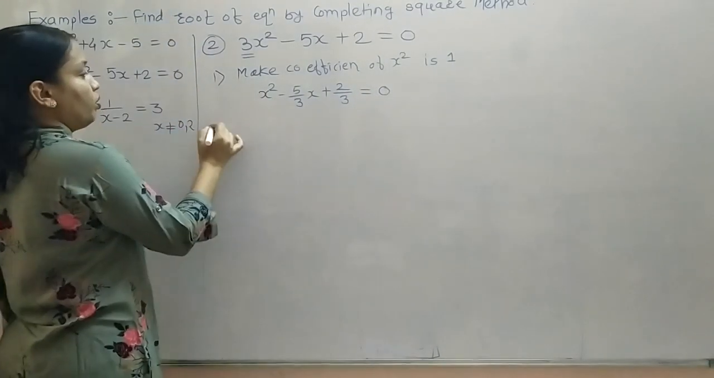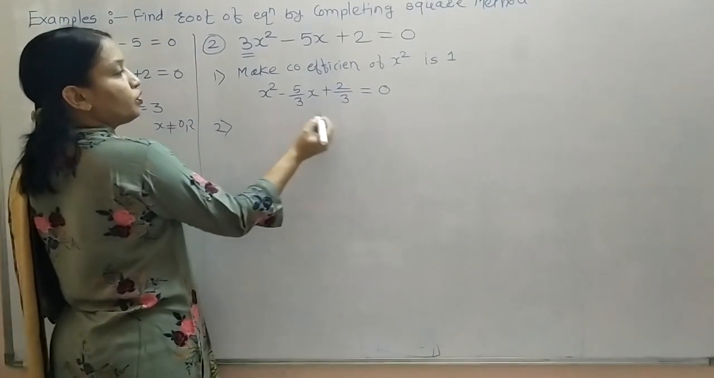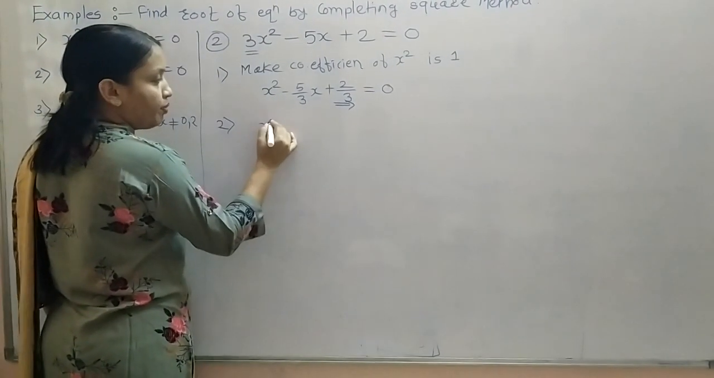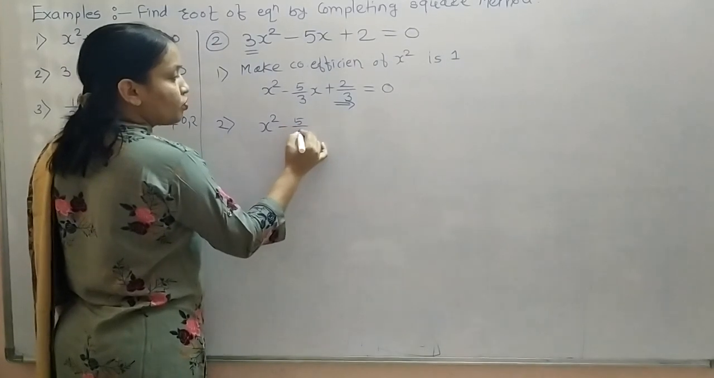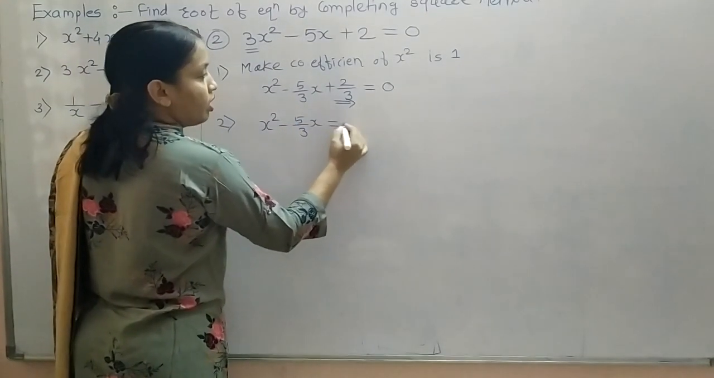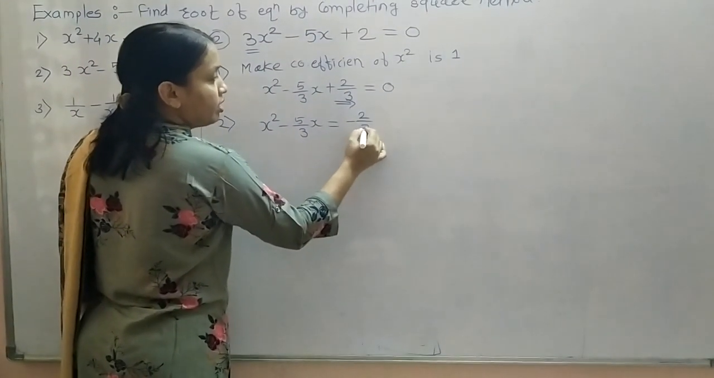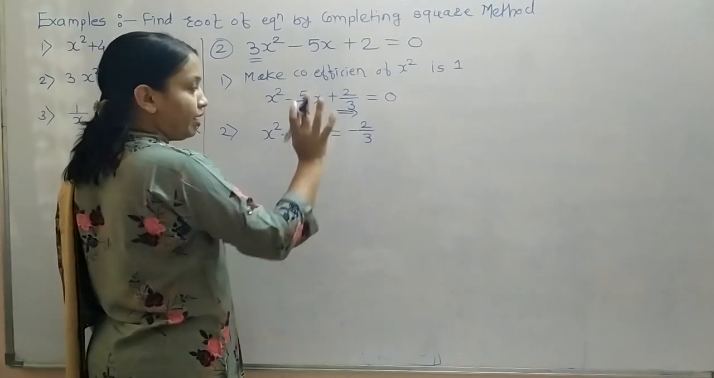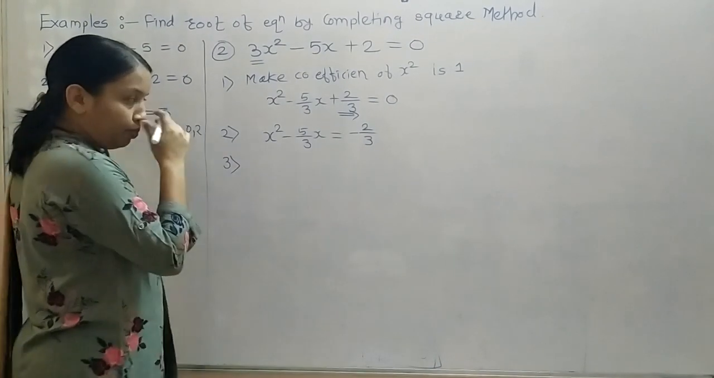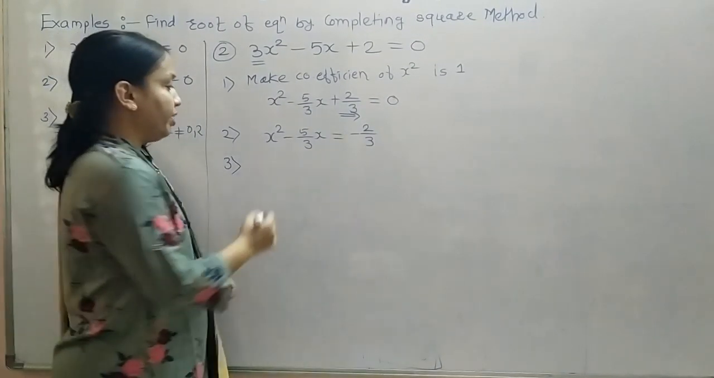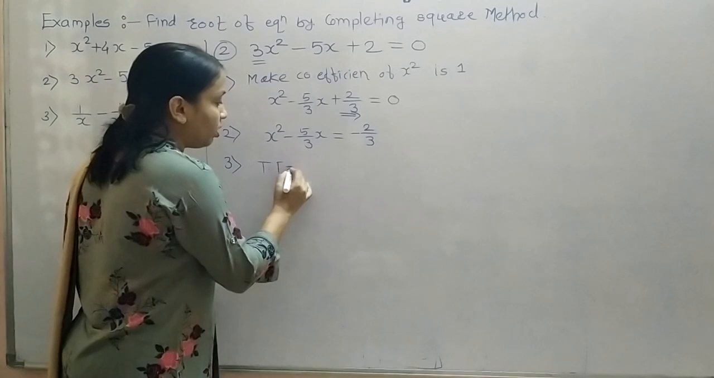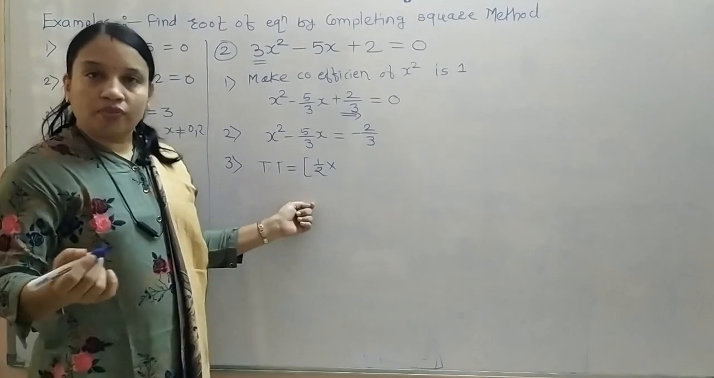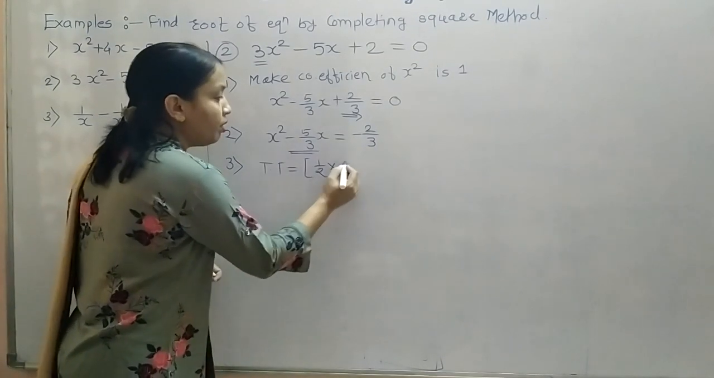Okay. Now what is the second step? Transfer the constant term to the RHS. Therefore our next step is x square minus 5 by 3 x is equal to minus 2 by 3. As we transfer the plus 2 by 3, in the RHS it will be minus 2 by 3. Now what is our third step? The third step is to find the third term. The third term is equal to half into the coefficient of x. What is the coefficient of x here?